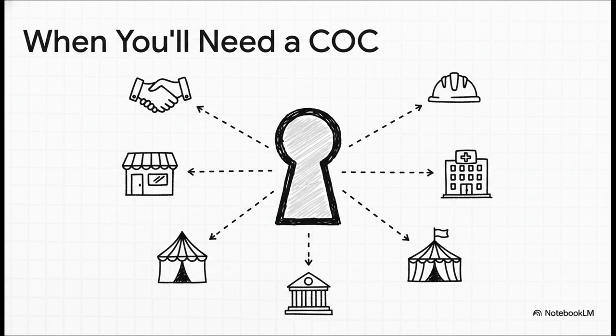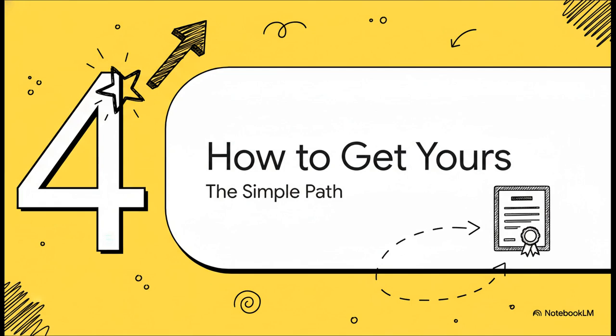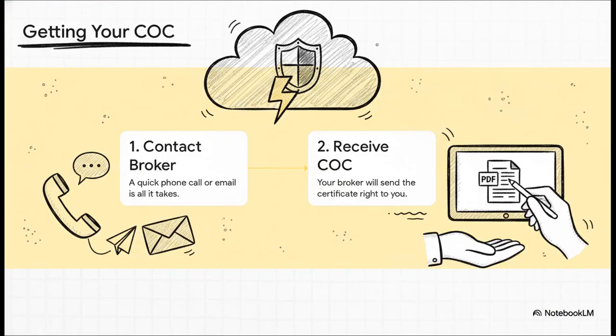Now, after hearing all that, you might be thinking, great, another complicated thing I have to chase down. But actually, the reality is the total opposite. The path to getting your hands on one of these is incredibly simple. I'm not kidding, it is this easy. Step 1, you contact your insurance broker. That's it. A quick phone call, a simple email, whatever works. Step 2, they check your policy, confirm it's active, and then they send the certificate right over to you, usually as a PDF. That is the entire process.